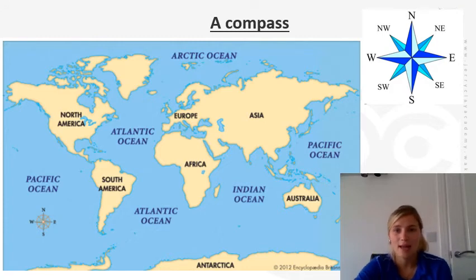Now I'd like you to have a look then. This is how we can use a compass. So we can use the compass to describe where different objects are. We can describe where oceans are, where continents are. So this is what we're going to have a go at doing next.